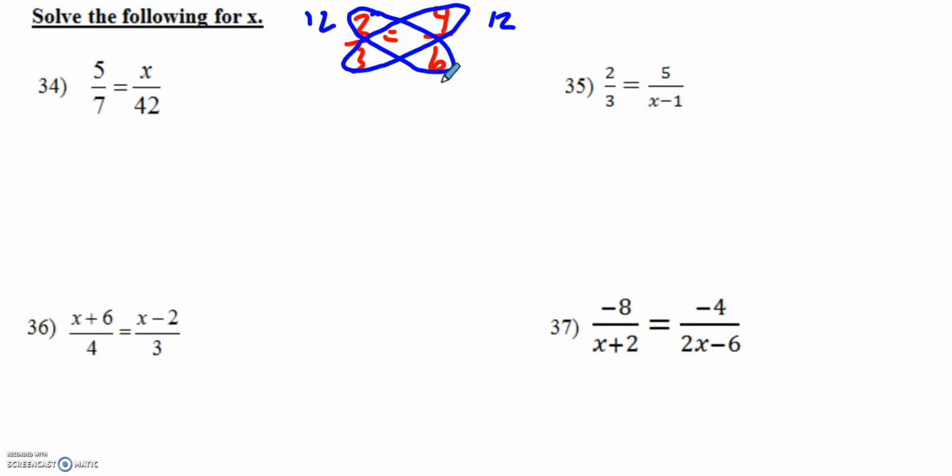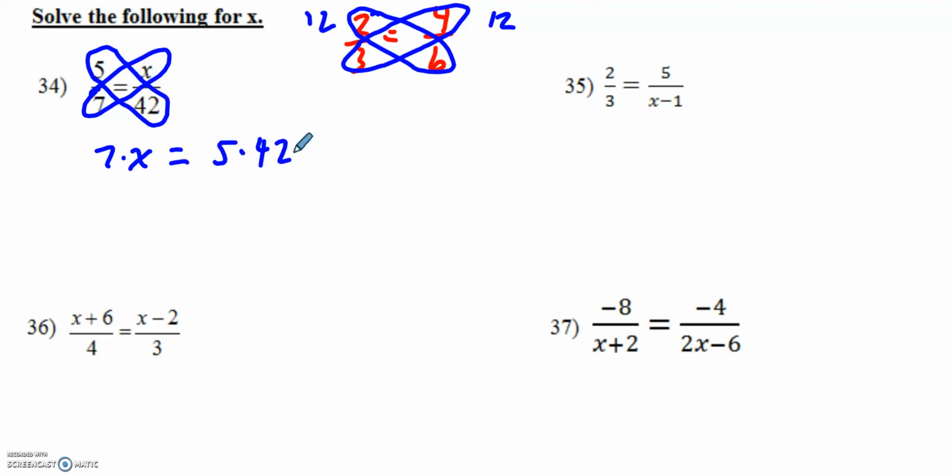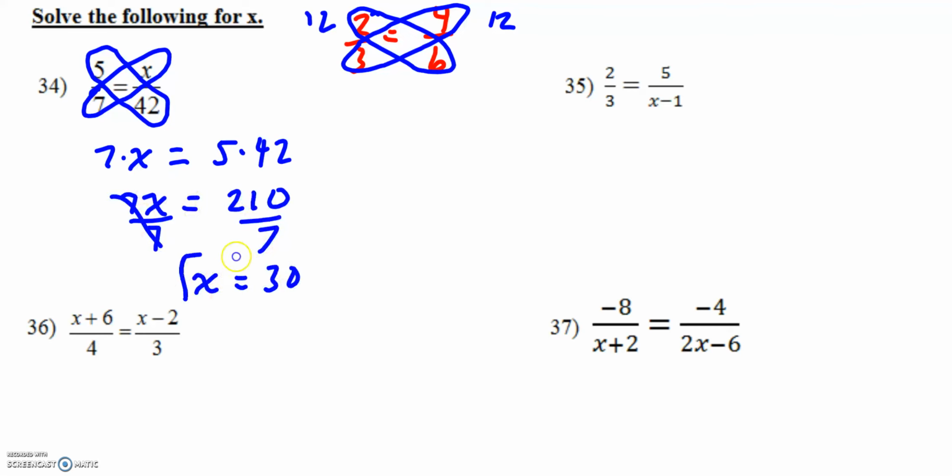So that helped us generalize into something like 34. If I don't want to guess and check what x is, I can cross multiply and solve, meaning 7 times x, this diagonal, is going to be equal to this diagonal, which is 5 times 42. So this would really be 7x equals 210. Divide each side by 7, and I get my answer of x equals 30.